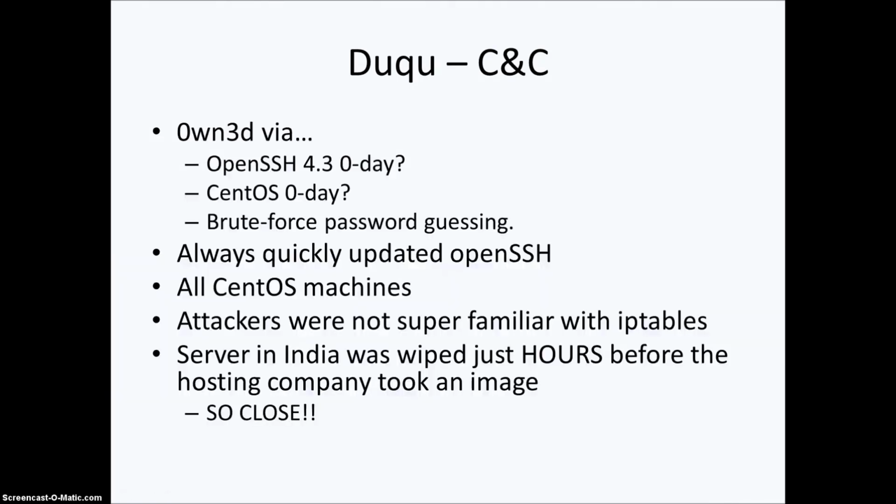There is a question of how these proxy command and control centers originally got owned, right? Because the attackers didn't control these machines to begin with. They attacked them and got into them remotely. It's interesting because every single machine that was a command and control center was immediately updated to the most recent version of OpenSSH as soon as it was owned and the attacker was in there running commands.